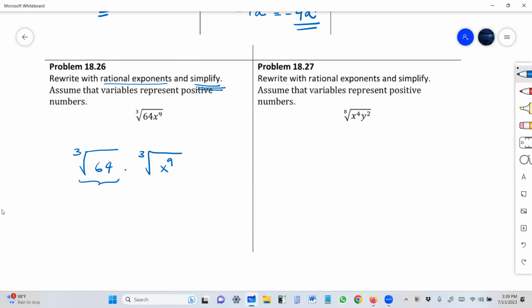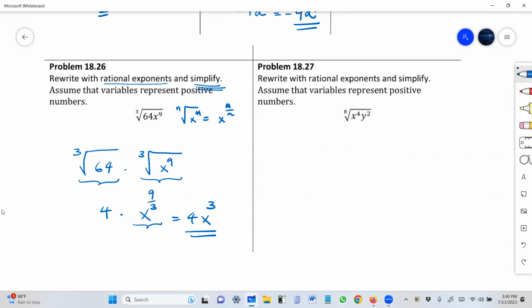All right, this is easy to do. We already know that the cube root of 64 is 4. And this one, we can rewrite in exponential form, right? So remember the conversion. I'm going to write it here again so you don't forget. So this will be x to the 9 over 3. And then we simplify the 9 over 3. So this will be 4x to the, 9 divided by 3 is 3. So this is the final answer for this problem.